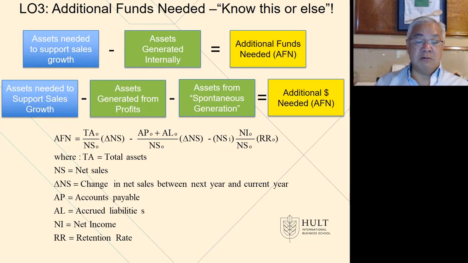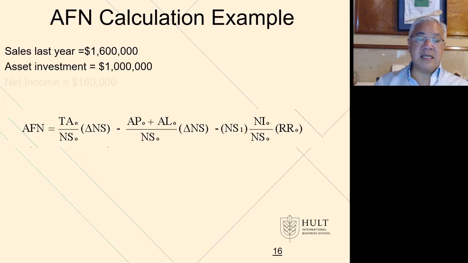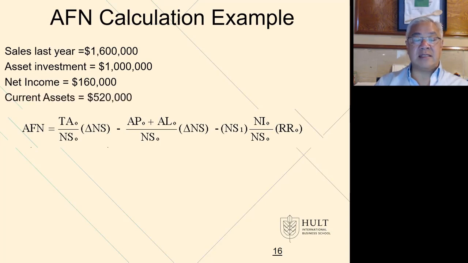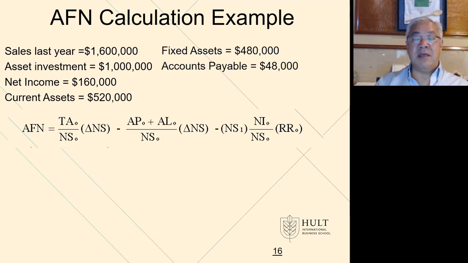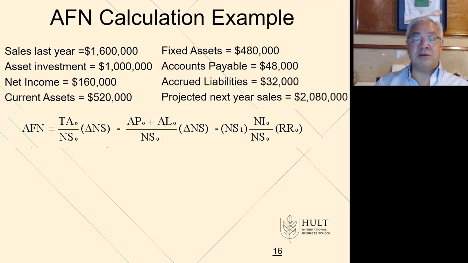So the formula below, if you take it slowly, should make sense, and it just relates logically to the colored boxes above. So as an example, if we had sales last year of $1,600,000, assets of $1 million, net income of $160,000, and current assets of $520,000, fixed of $480,000, AP of $48,000, accrued of $32,000, and projected next year sales of $2,080,000, right? That's all you need. You only need these 8 numbers in order to calculate the AFN. Below you see the AFN calculation and the terms.